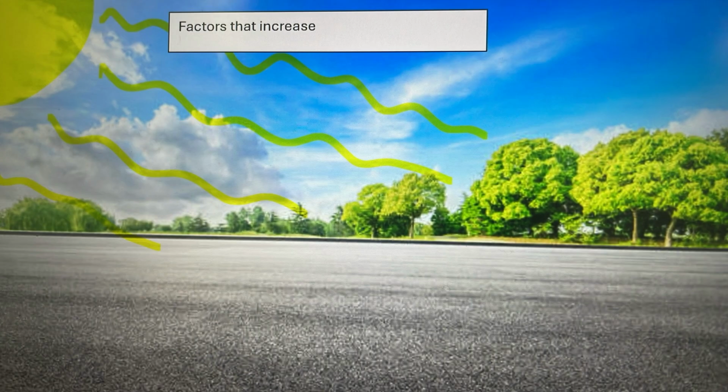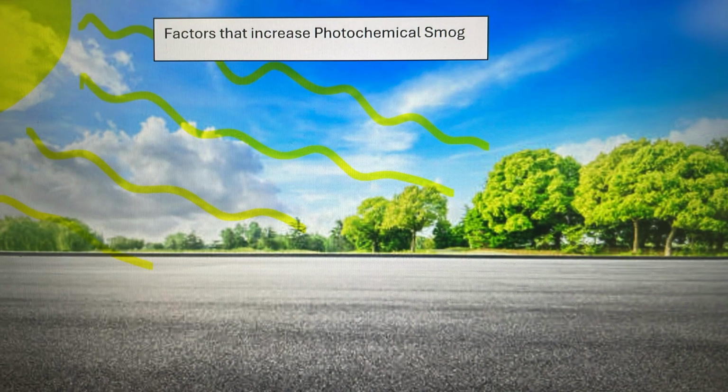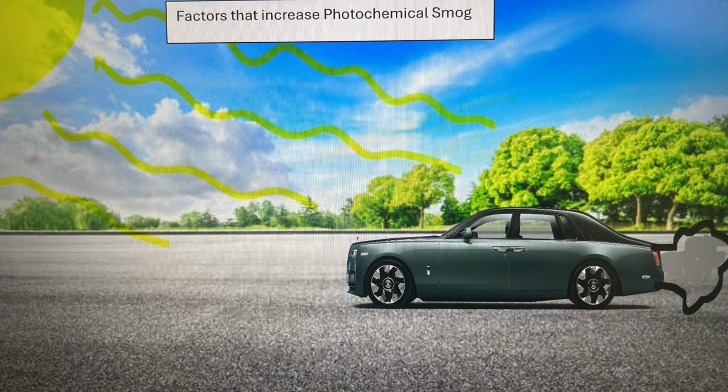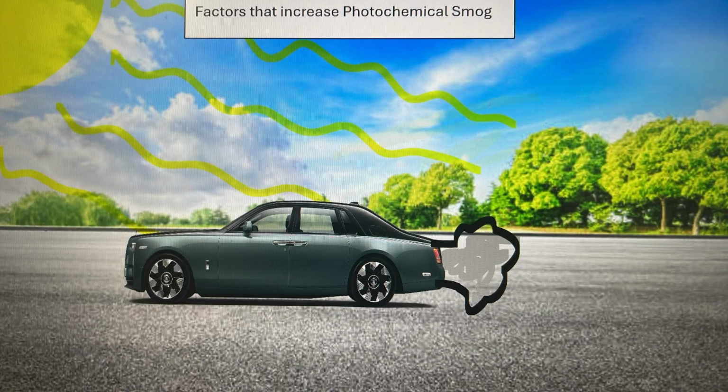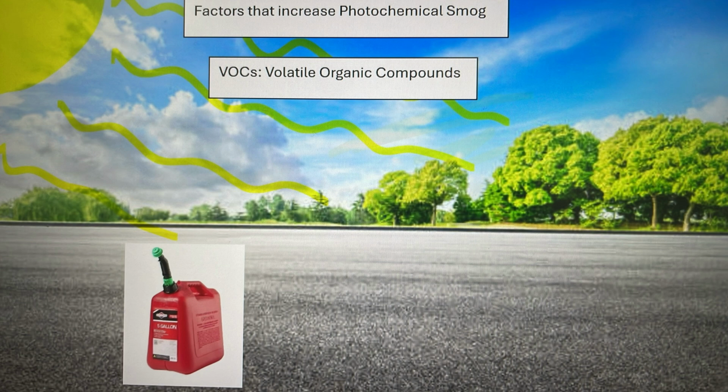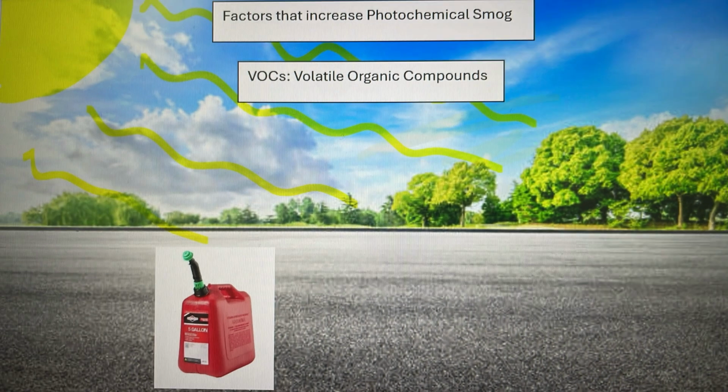Factors that increase photochemical smog formation are vehicles. Vehicles on the road produce NO2, which helps produce ozone, which then produces smog. This really increases the formation when there's a lot of traffic, for example, rush hour.